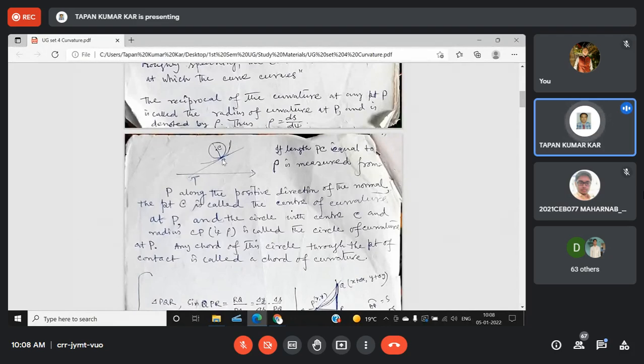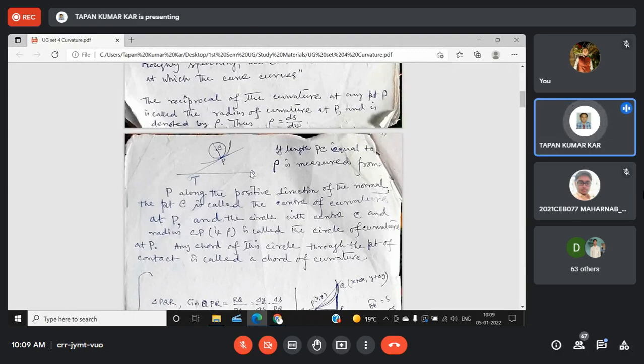Its radius of curvature is rho at the point P, and if rho is measured along the positive direction of the normal at the point P, then this length PC is the radius of curvature, and the point C is called the center of curvature at P. Remember this, radius of curvature at the given point, because radius of curvature is not constant for all the points on the curve.